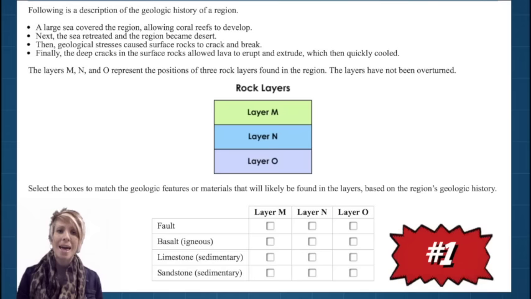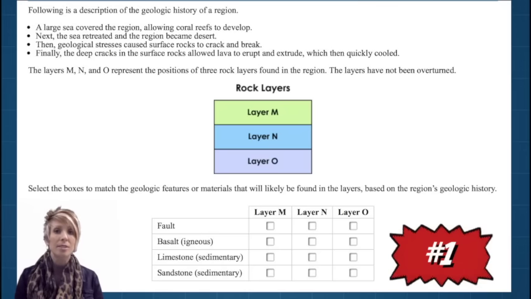It says the layers M, N, and O represent the positions of three rock layers found in the region. The layers have not been overturned. And if you remember, the law of superposition says that the oldest rock layers are where? On the bottom. So we know if it's not been overturned, layer O is the oldest, then N, and then M. It says select the boxes to match the geologic features or materials that will likely be found in the layers, based on the region's geologic history.